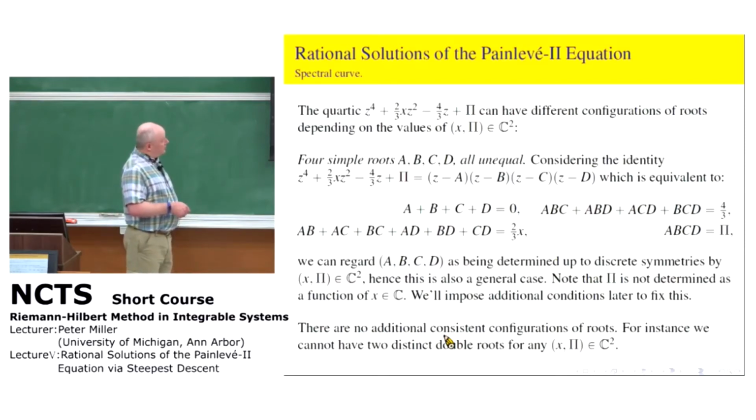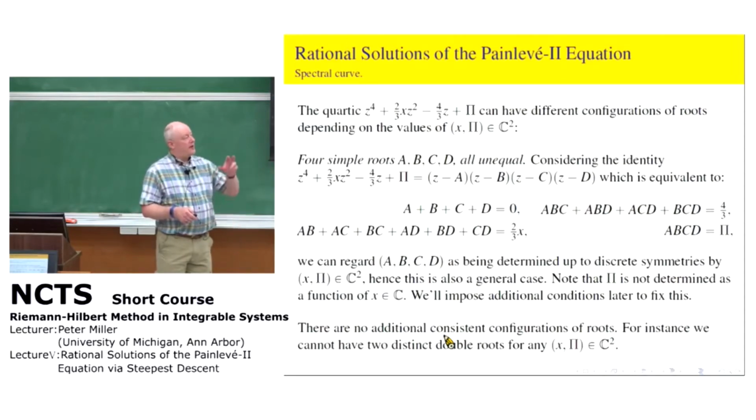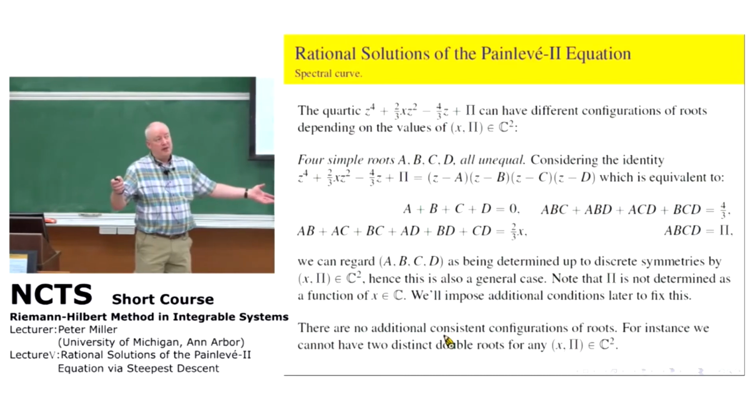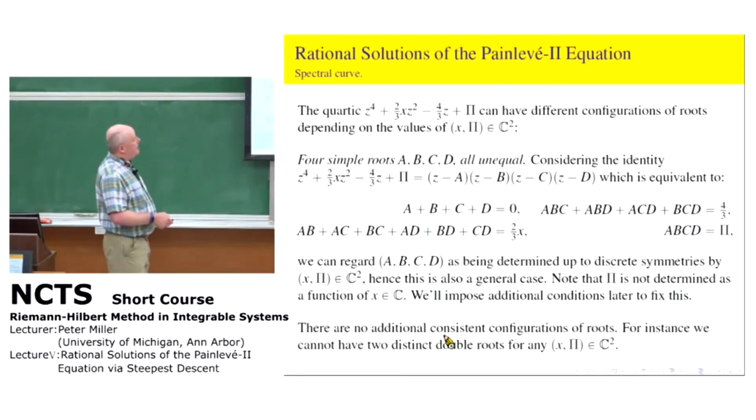Okay, so that's it. There are only those 3, and there are no additional consistent configurations of roots, which you can check. For instance, we can't have 2 distinct double roots for any pair x and pi in C2. So either you have a triple root and a simple root, those are the 3 corners; you have a double root and 2 simple roots, which could happen anywhere in the complex plane; or you could have 4 distinct roots. Again, that could happen anywhere in the complex plane, but you also don't know what pi is in that case.